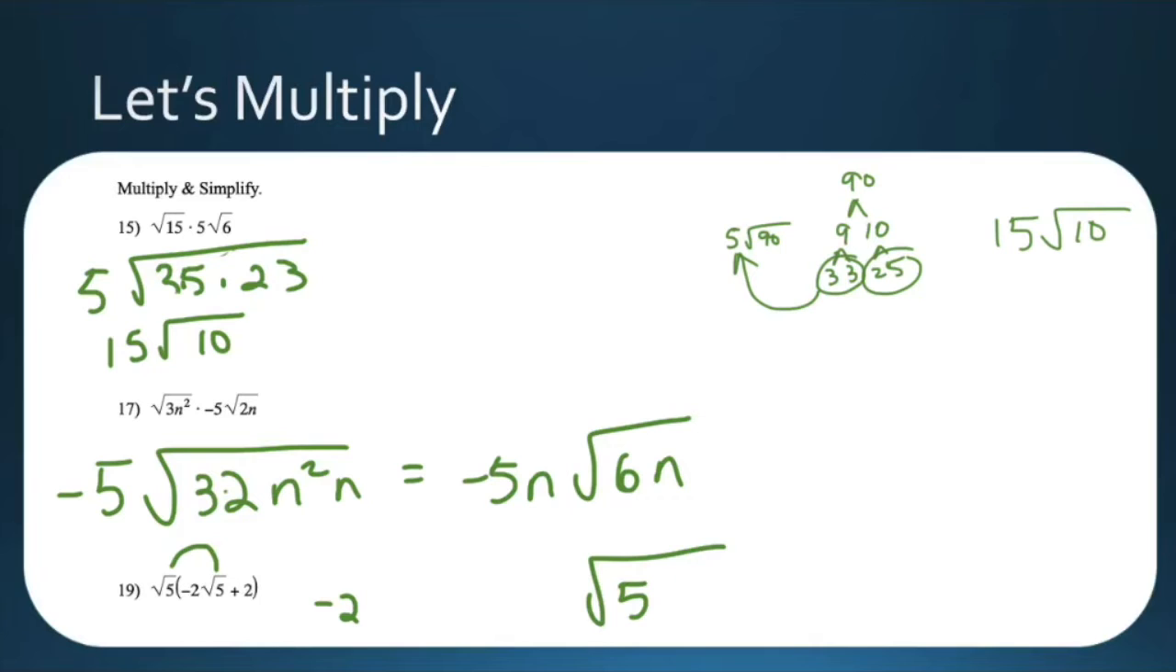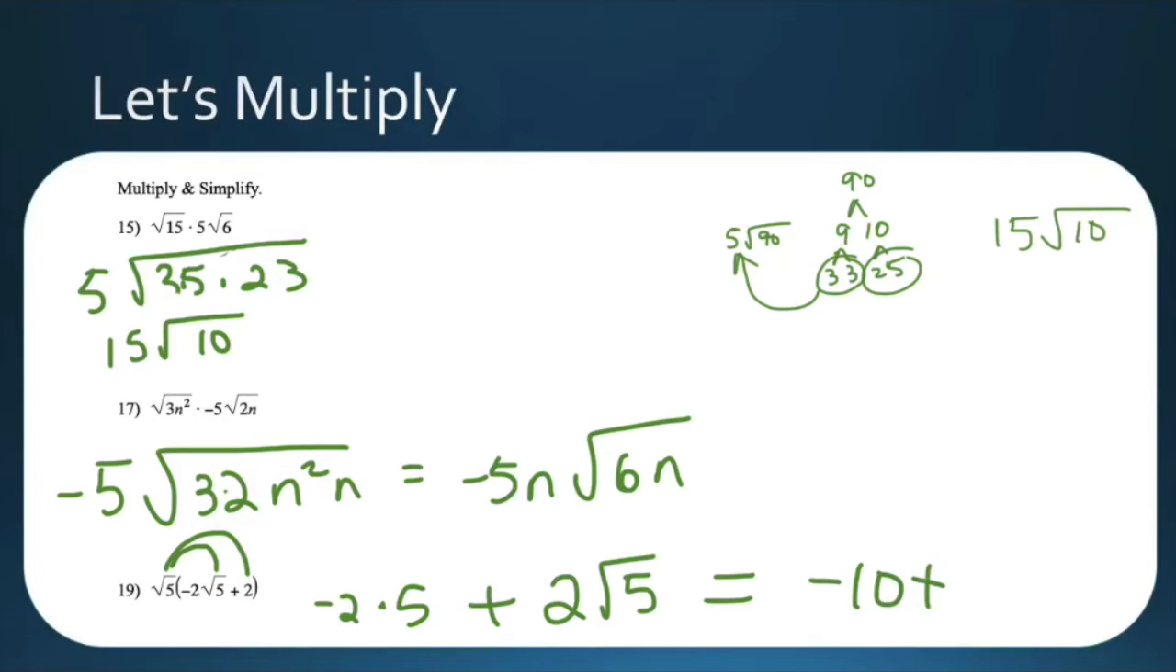Okay, got it? So that's going to be times 5, which we'll bring together as a 10 in a minute, plus we're going to bring that square root of 5 times the 2. That's 2 square root 5. I'm going to simplify this down to negative 10 plus 2 square root of 5. And I can't bring those together because they're not like terms. One of them has a square root of 5 and one does not.